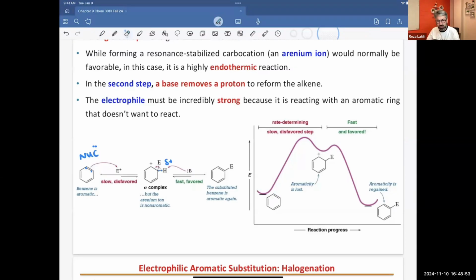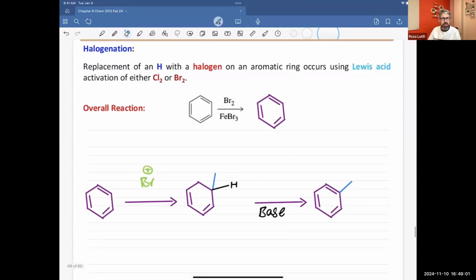The second step, which will be a fast step, is just hydrogen abstraction from the system, and it will restore the benzene ring. Okay, let's start with halogenation. Halogenation is initiated by a Lewis acid like FeBr3, which reacts with bromine, and then it simply replaces one hydrogen atom. So say we have a hydrogen atom here. The hydrogen atom will be replaced by Br.